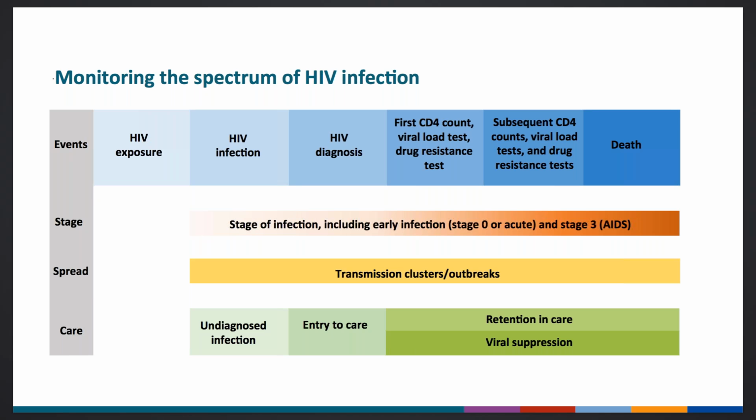Throughout this time period, we can also monitor stage of infection, including early infections such as stage 0 or acute, and stage 3 or AIDS. We also monitor the spread of HIV through identifying transmission clusters and outbreaks. This is a newer area for us and what I'll be focusing on today. And then, of course, we are monitoring care, looking at undiagnosed infection, entry to care, retention in care and viral suppression.